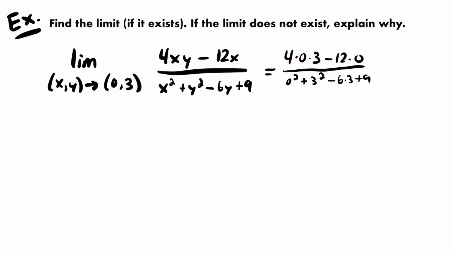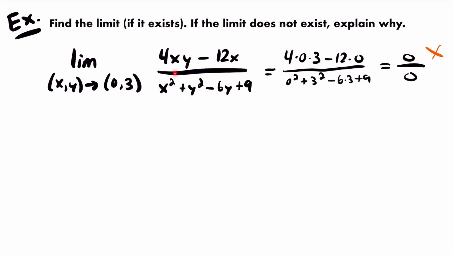Now, in the numerator, 4 times 0 times 3, that's 0, minus 12 times 0, that's also 0. So we just get 0 in the numerator, and then in the denominator, 0 squared is 0, plus 3 squared, that's 9, minus 6 times 3, that's 18. So we have 9 minus 18, which would be negative 9, and then you're adding 9 to it, which takes you back to 0. So this is in an indeterminate form of 0 divided by 0, so we cannot determine if this limit exists or does not exist in its current form.